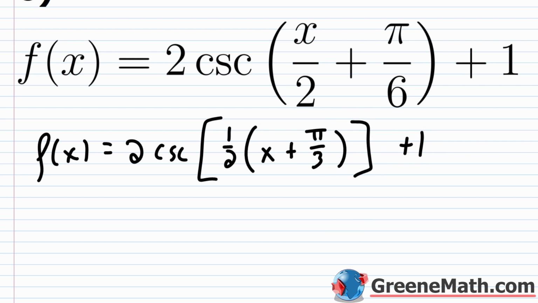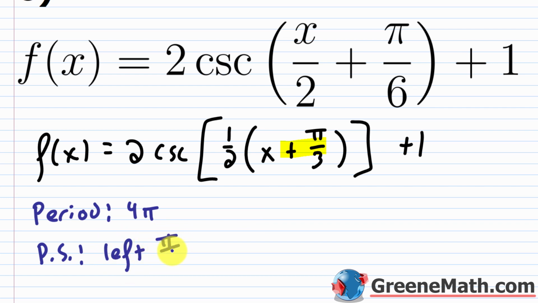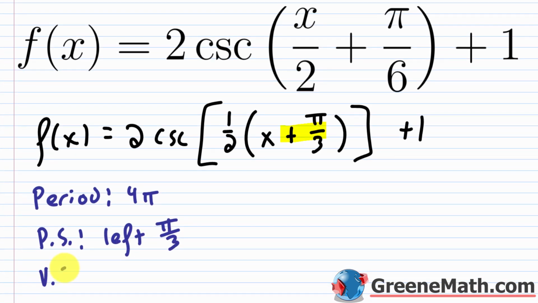So looking at our period, again, the standard period for cosecant is 2 pi. So you just want 2 pi divided by 1/2, which is 4 pi. Then for the phase shift, we're going to think about how do I undo what's being done to x inside the parentheses there. So we have plus pi over 3. To undo that, I want minus pi over 3. That means I'm going to go to the left pi over 3. And then for the vertical shift, we're going to think about this plus 1 right here. So we're going to go up 1.